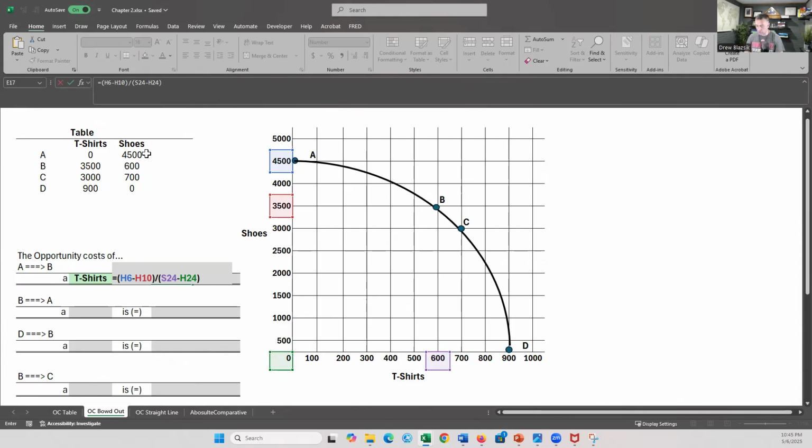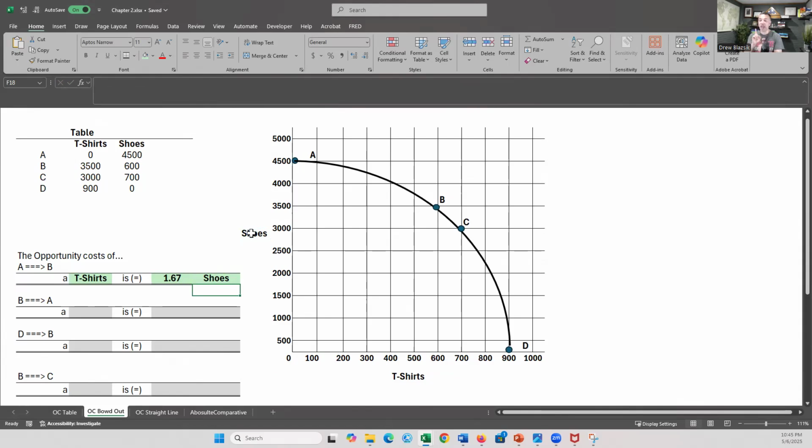So it's what we give up divided by what we get. So the opportunity cost of one t-shirt from A to B is 1.67, right? This is important. 1.67 shoes. The opportunity cost of a t-shirt. So for every one t-shirt I get, it's costing me 1.67 shoes. That's the cost of producing one t-shirt from point A to B.